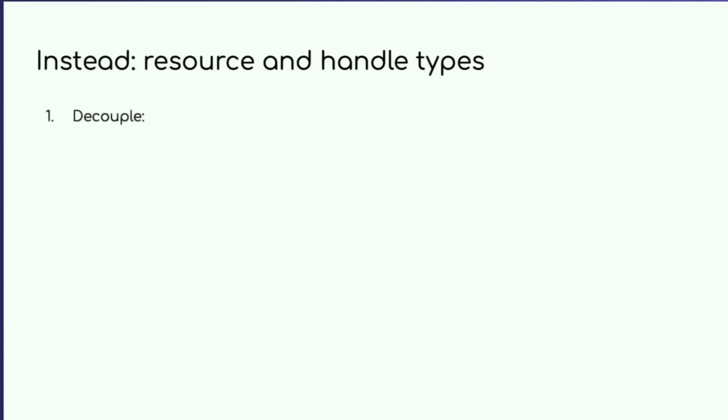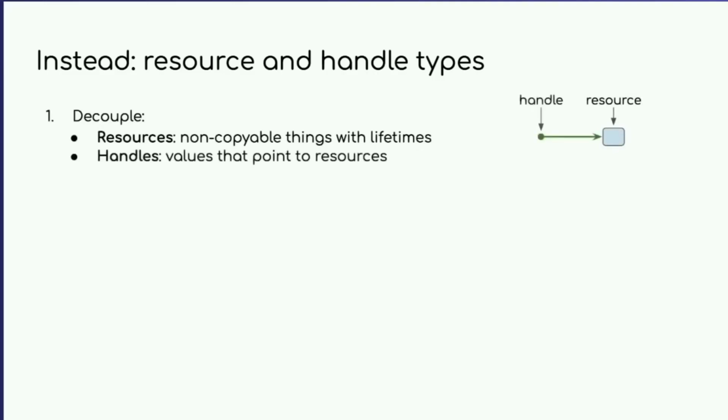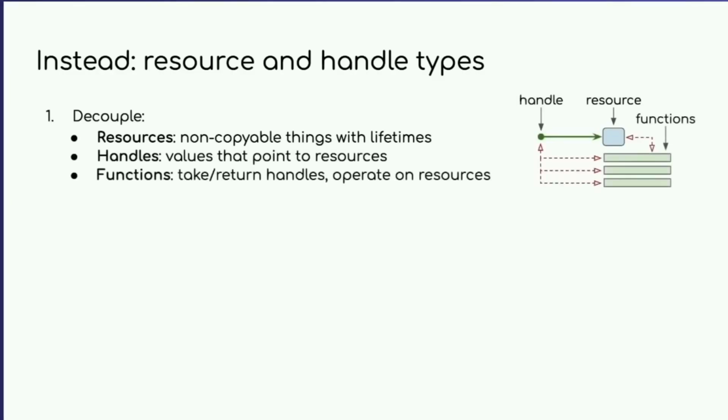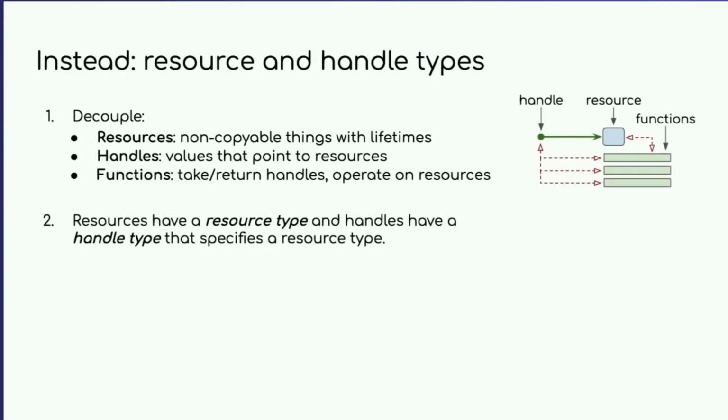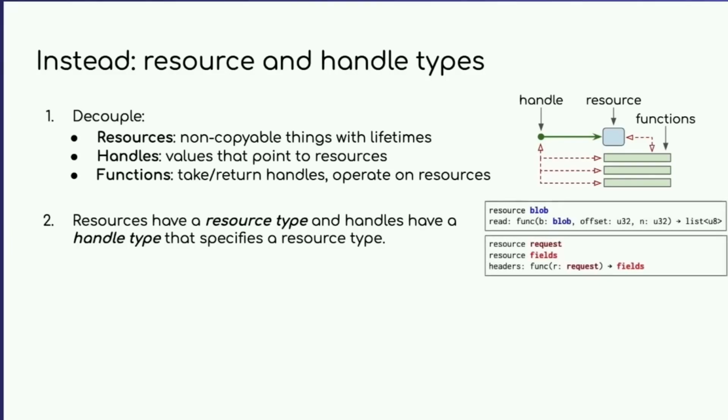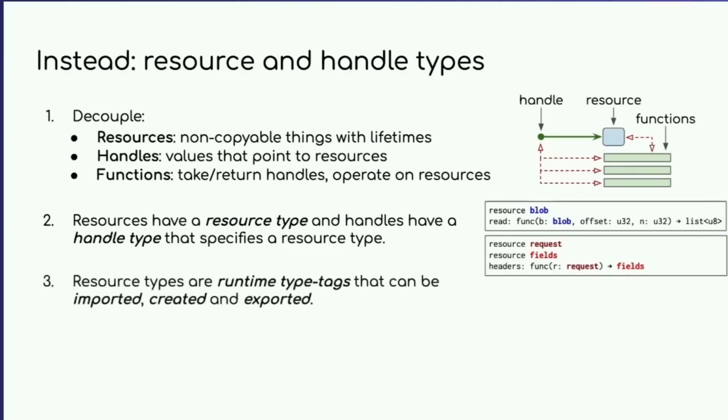And we do this by first decoupling resources, which are non-copyable things with lifetimes, from handles, which are values that point to resources, and then functions that take and return handles and operate on resources. Next, we say that resources have a resource type, and handles have a handle type that specifies a resource type. So for example, I can have a resource type blob and a function that takes a handle to a blob, or 2 resource types, request and fields, and a function that takes a handle to a request and returns a handle to its fields.